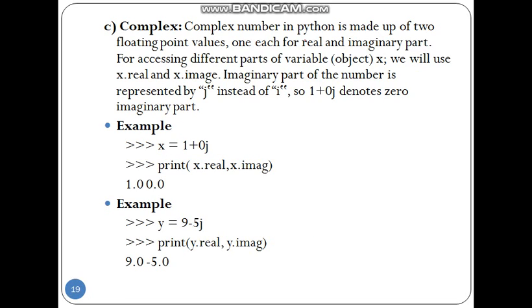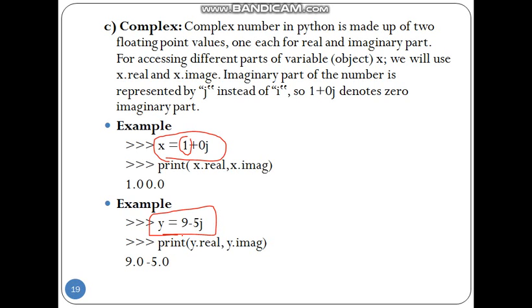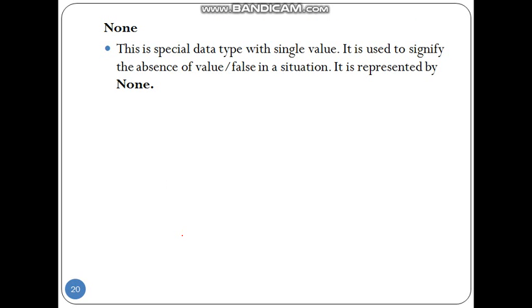Then complex numbers. Complex numbers have a real part and also an imaginary part. So if you want to represent such numbers, you can represent like this. The real part is mentioned by this one, and the imaginary part is mentioned by this j. So look at this one, y equals 9 minus 5j. 9 is the real part and 5 is the imaginary part. So this is the complex number. Now we have None. None means no value, not representing anything.